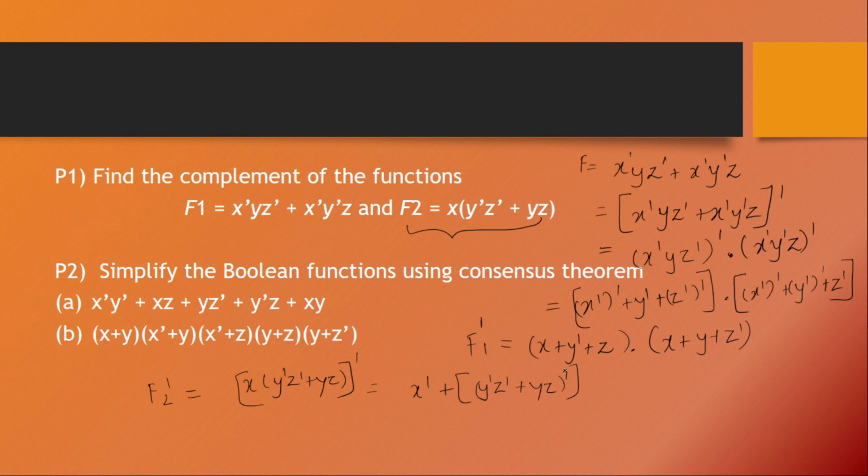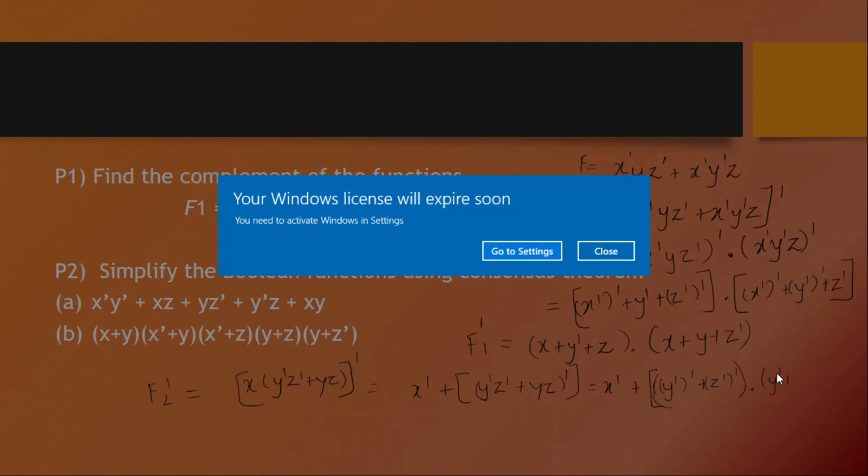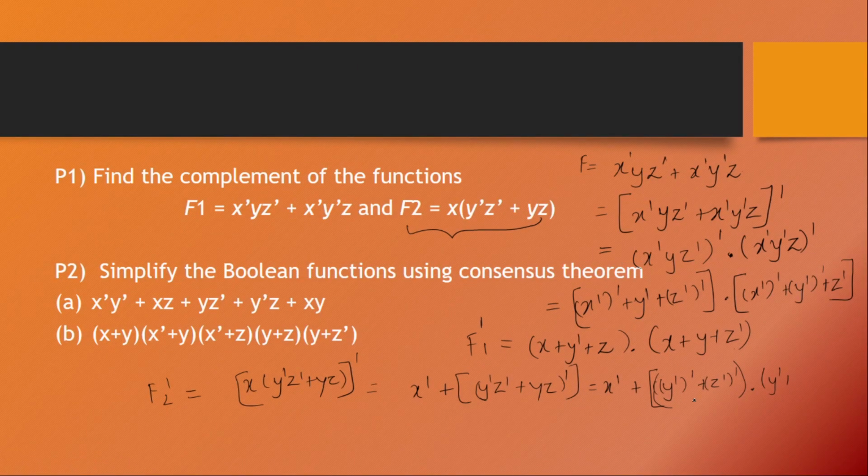If you repeatedly apply De Morgan's theorem, again you will get x complement plus, and when you apply De Morgan's theorem here, that gives me y complement the whole complement plus z complement the whole complement, into y complement plus z complement. So that's what I have here.